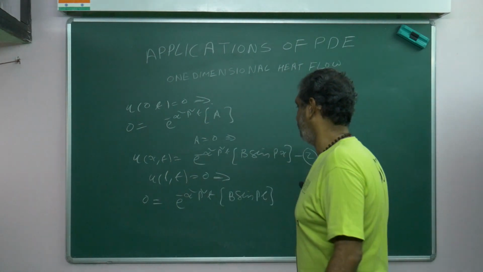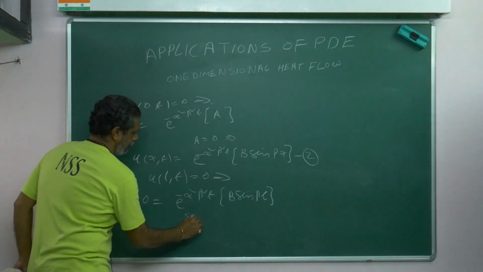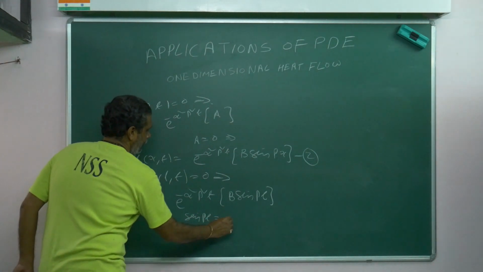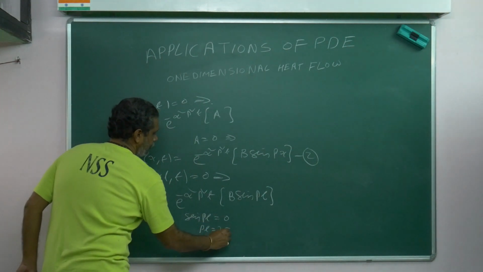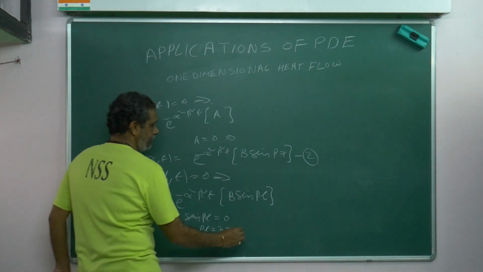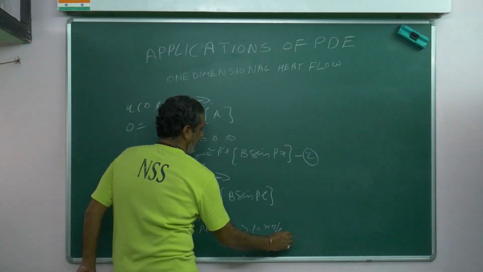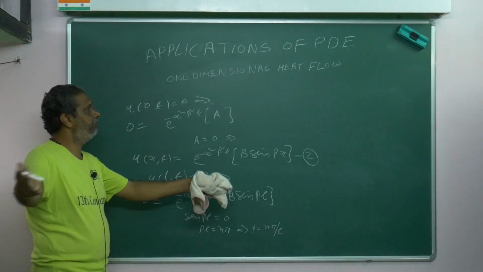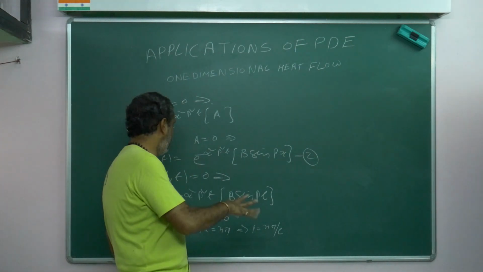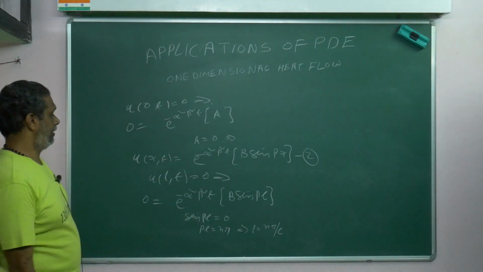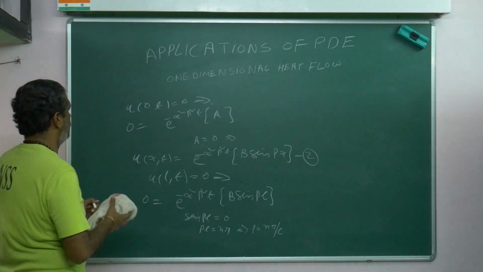So the only chance is sin pL = 0. Sin pL = 0 means what? The values will be nπ. So pL = nπ, and now p is equal to nπ/L. We need a very big board for this sum, otherwise we have to rub and do. p = nπ/L. If I substitute p = nπ/L, my second equation becomes, shall I rub off here?